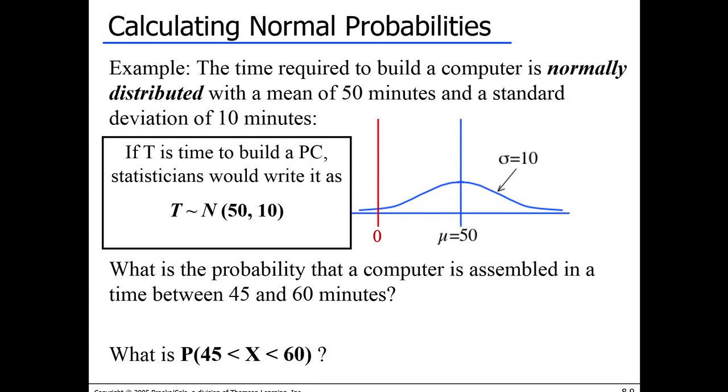Time required to build a computer is normally distributed with a mean of 50 minutes and a standard deviation of 15 minutes. So here we're talking about assembly operations, very much like Dell. Dell, as you know, is the company that sells computers, right? It's true that they assemble computers, so they don't manufacture the parts. Dell is just, so to speak, a screwdriver operation.